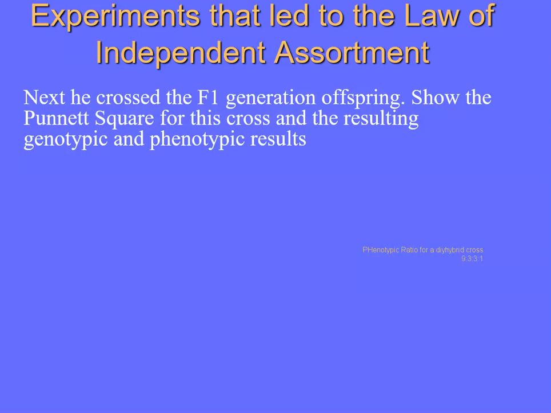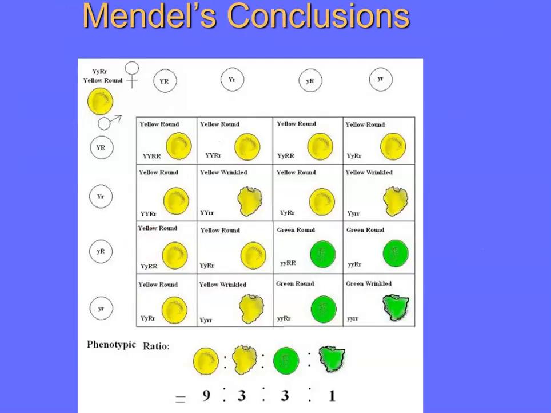So we did get that, because remember it was 9 out of 16 to 3 out of 16 to 3 out of 16 to 1 out of 16. Since the denominators are all the same, we can reduce that to a 9 to 3 to 3 to 1 ratio. As long as you came to that, then we can assume that we both did it correctly. And this is ultimately what Mendel found.